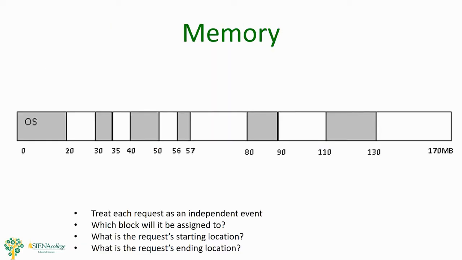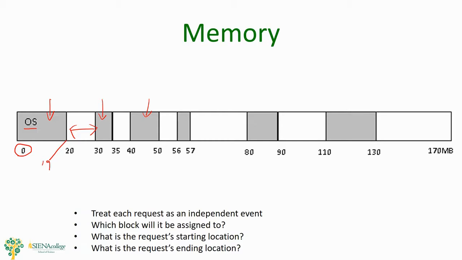This is a snapshot of memory in our computer. The gray partitions are ones that are in use. The white partitions are available for us to place our jobs into. The very first partition will always be the operating system. It will start at 0. In our example, the operating system runs from 0 to 19.